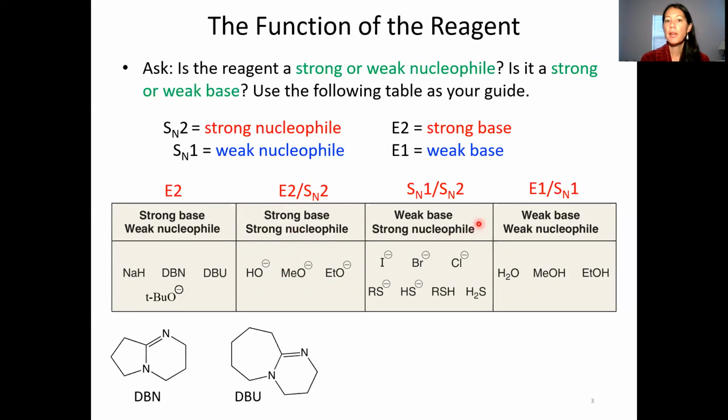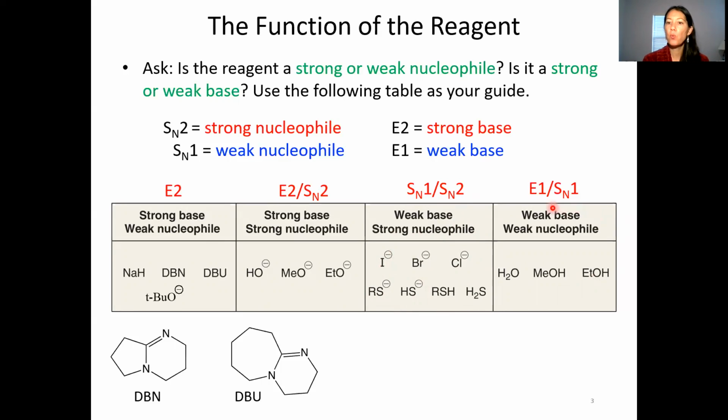Okay, the next category is weak base, strong nucleophile. A weak base comes from a strong acid such as HCl, HBr, HI. So these anions are weak bases, but they're good nucleophiles because they're larger, more polarizable. This also applies to S- or SH. So in that case, you do have substitution being favored, and it could be SN1 or SN2.